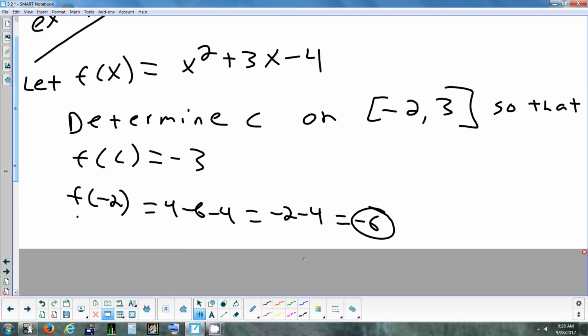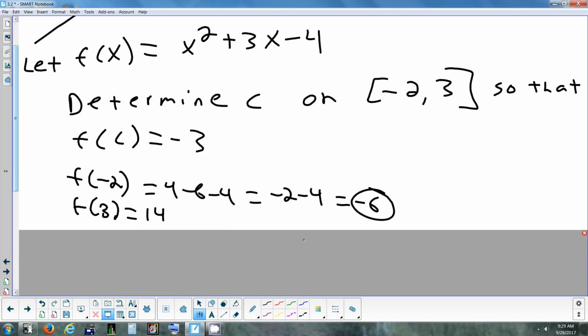And Shauna, if I plug in 3, what's 3 squared? 9. And then I have 3 times 3, which is another 9, so that's 18. And then 18 minus 4. 14. Okay. So, am I going to go through -3 at some point? Yes. Is it possible that I go lower than -6 or higher than 14?